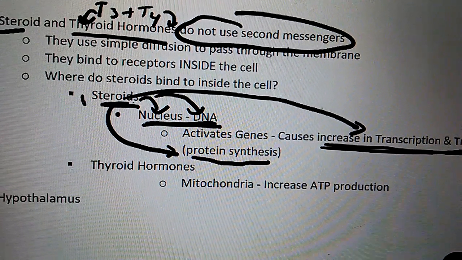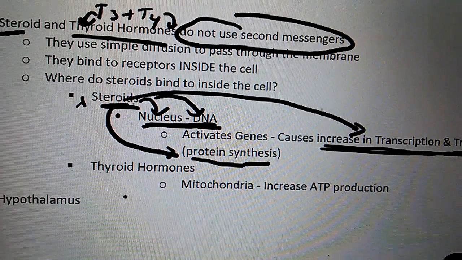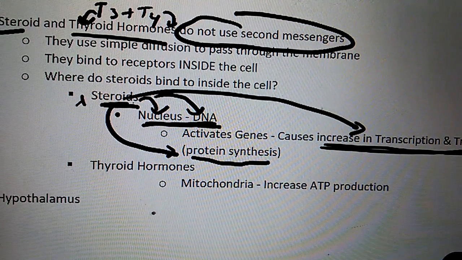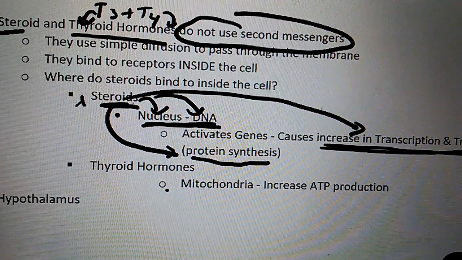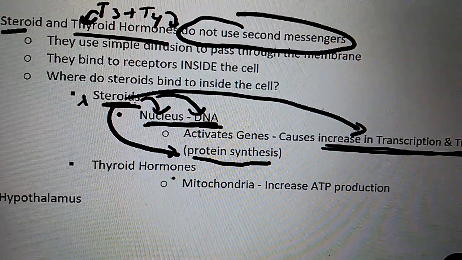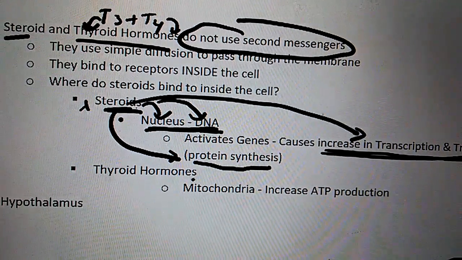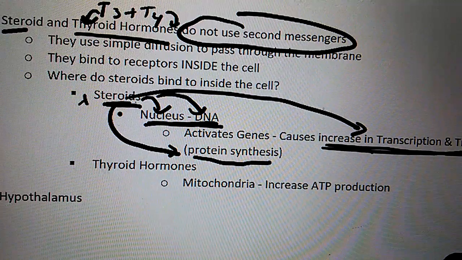So if I said to you, what hormone is responsible for activating protein synthesis? You could say steroids. What hormone is responsible for stimulating protein synthesis? Steroids. What hormone has receptors in the nucleus? Steroids. What hormone has receptors on DNA and the nucleus? Steroids. What hormone is responsible for increasing transcription and translation? Steroids.